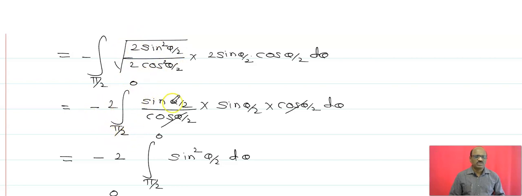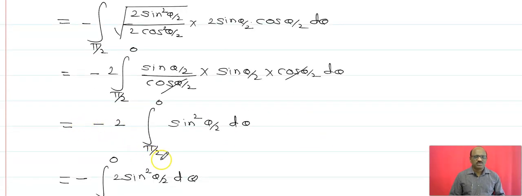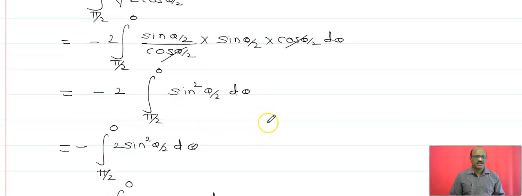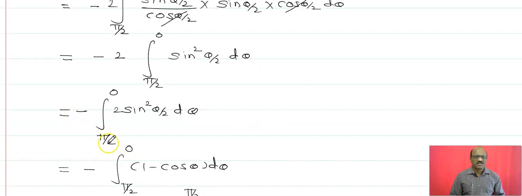Pi by 2 to 0, sin of theta by 2 upon cos of theta by 2, sin theta by 2 into cos theta by 2. This cos theta by 2, cos theta by 2 get cancelled. And again minus 2, pi by 2 to 0, sin square theta by 2 into d theta. Now minus integral pi by 2 to 0, 2 sin square theta by 2 into d theta.